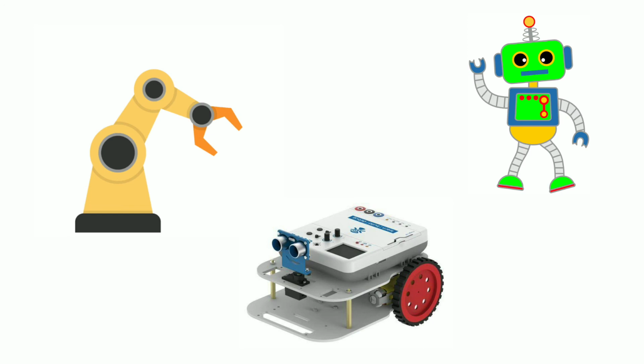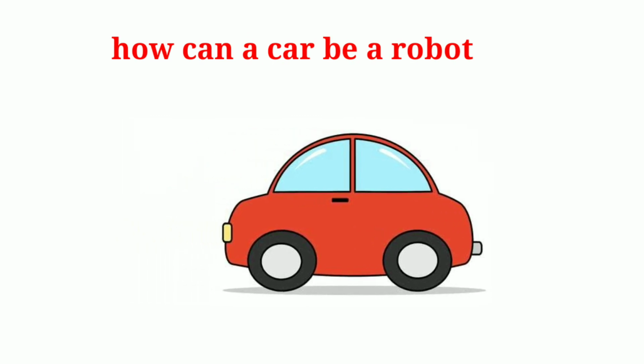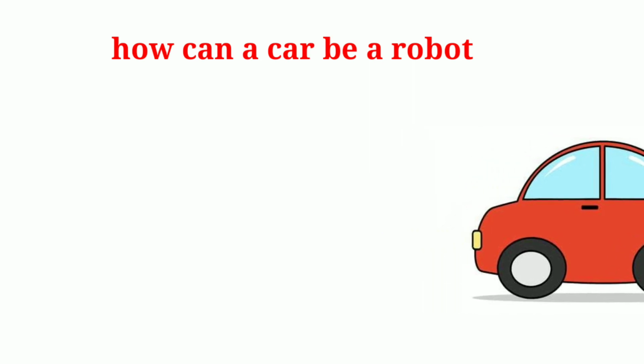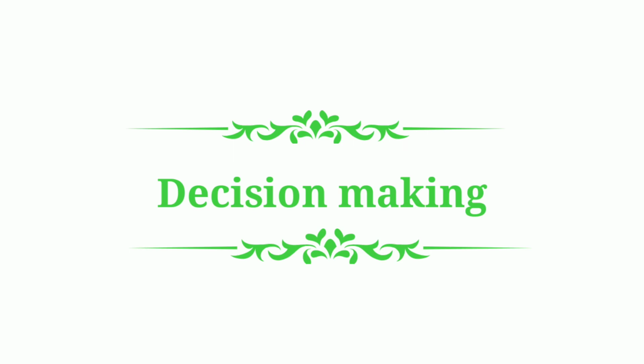With the definition that we have set in this video, we can also see that there are things that could not have been considered robots in the past but now can be. Let me explain this. A good example of such a machine is a car. Now how can a car be a robot, you will ask. You will get to know that in the next video, where I will teach you about one of the most important characteristics of a robot, that is decision making. So let's move to the next video.